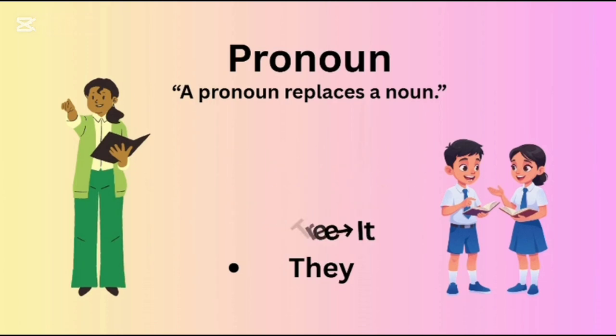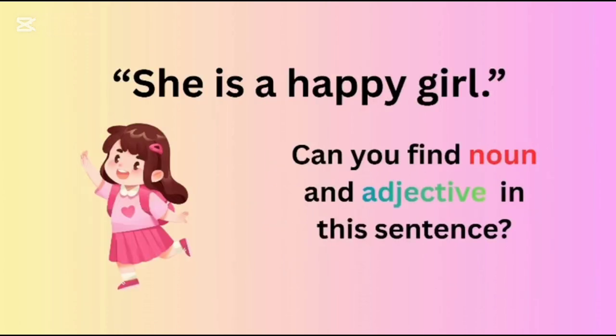Now try this. She is a happy girl. Can you find a noun and an adjective in this sentence? Yes, correct. Girl is noun and happy is adjective.